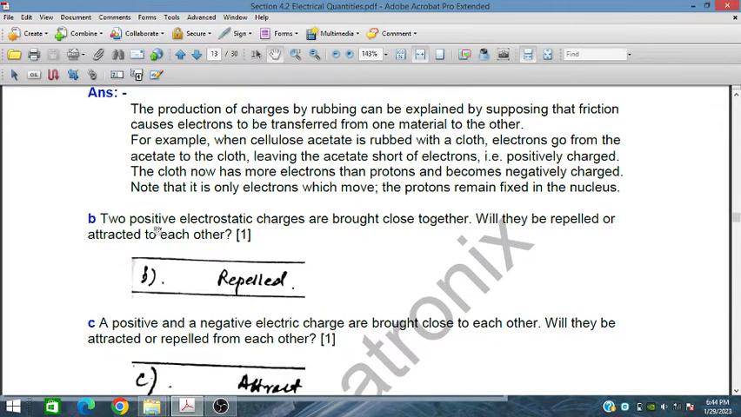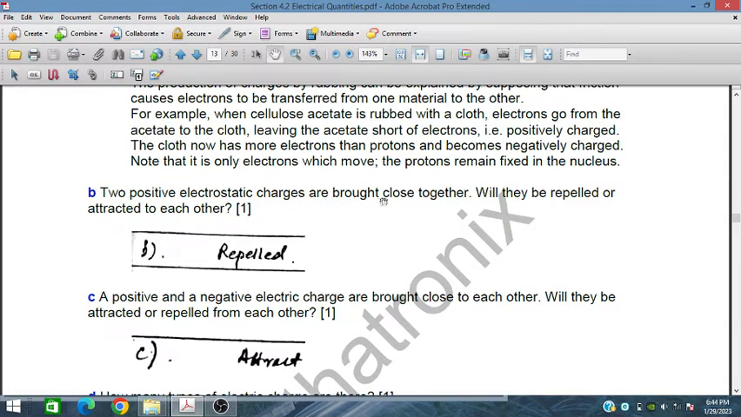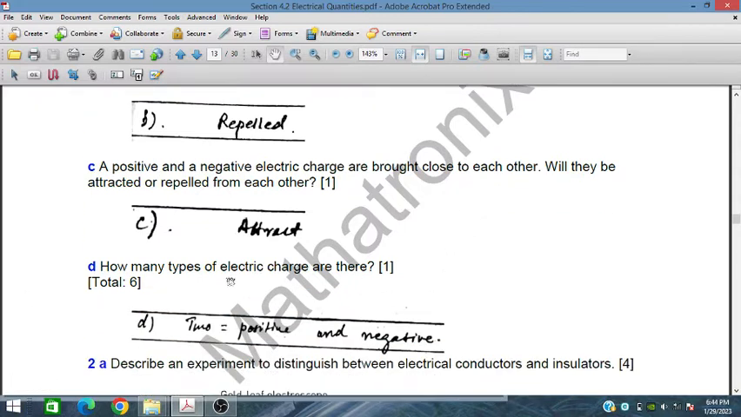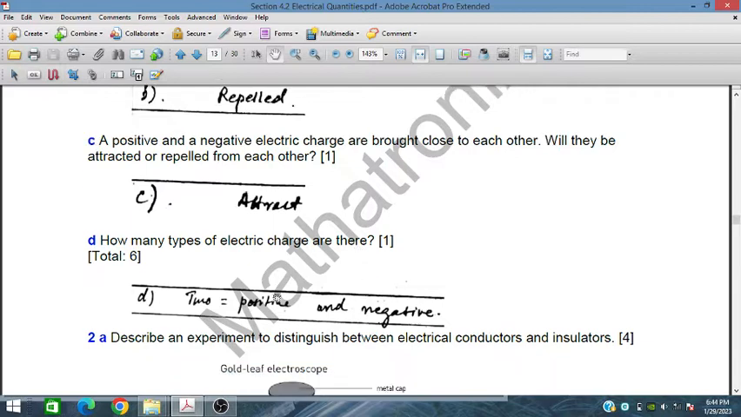Part B: if two positive electrostatic charges are brought closer together, will they be repelled or attracted to each other? Like charges always repel, unlike charges always attract. In part C, a positive and a negative electric charge are brought closer to each other. Will they be attracted or repelled? Attracted, because they are opposite charges, unlike charges. How many types of electric charges are there? Two, a positive or a negative charge.